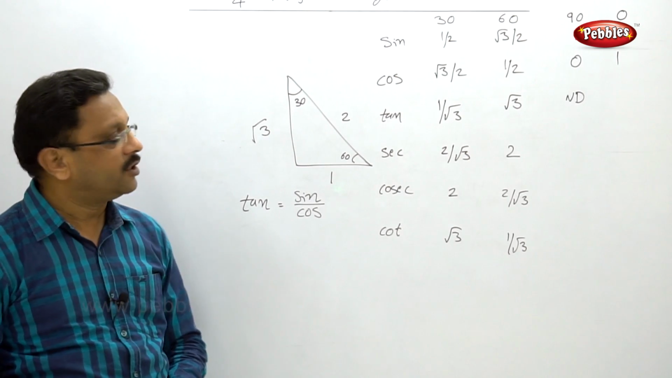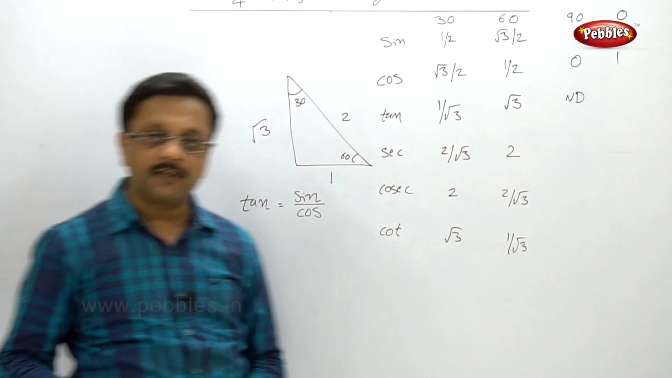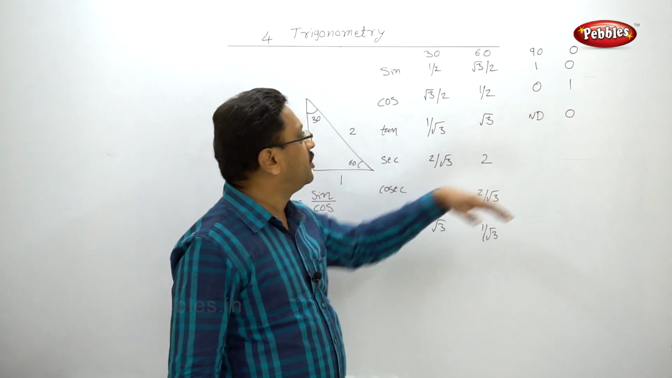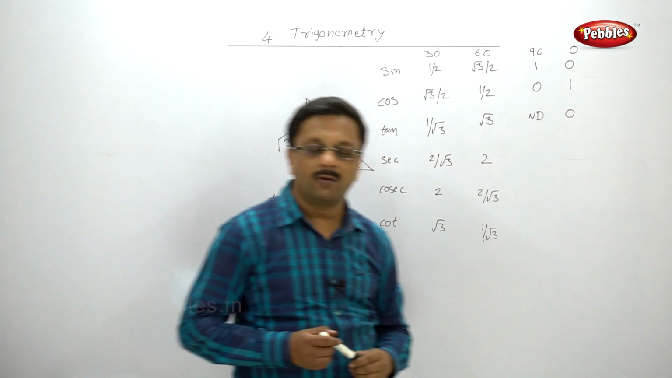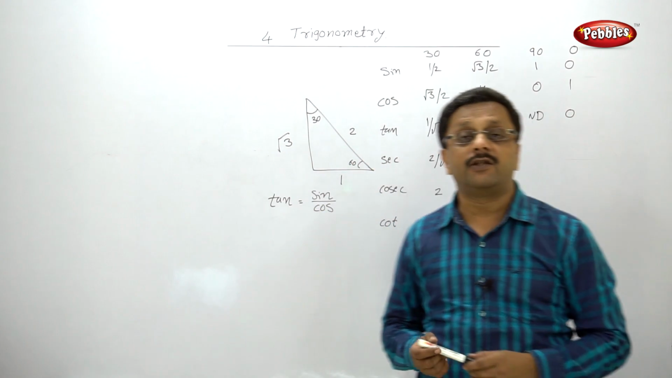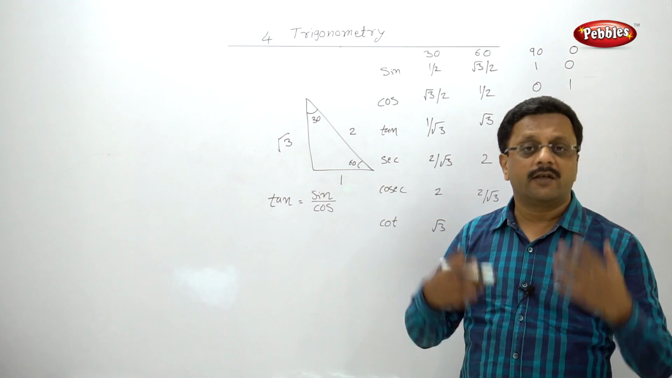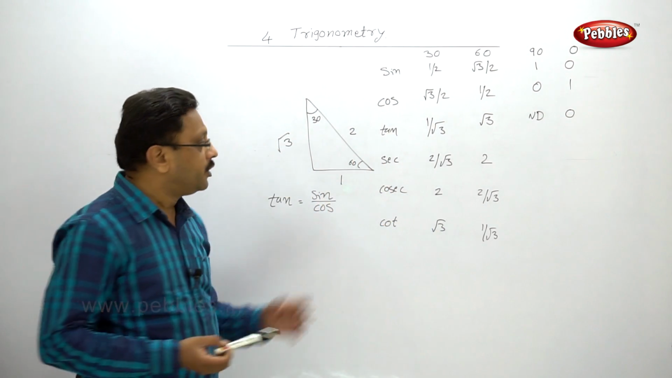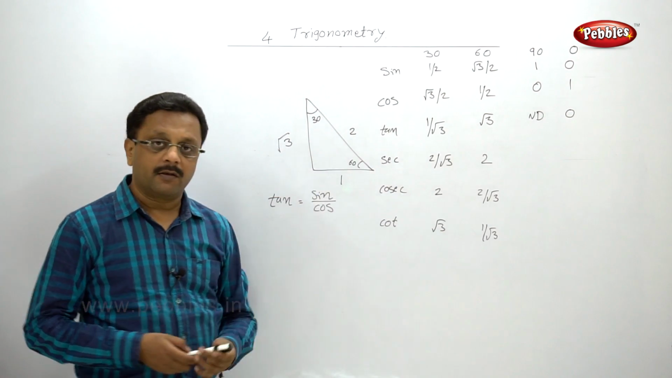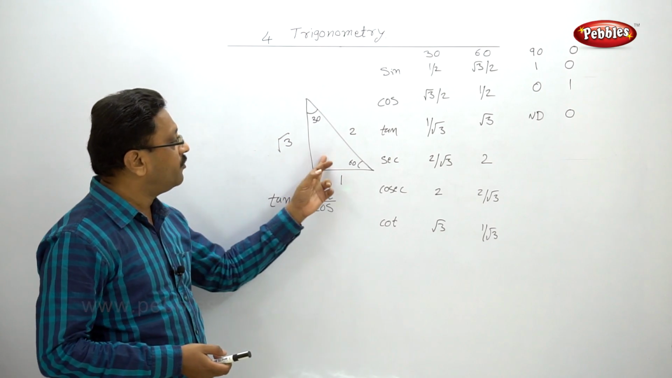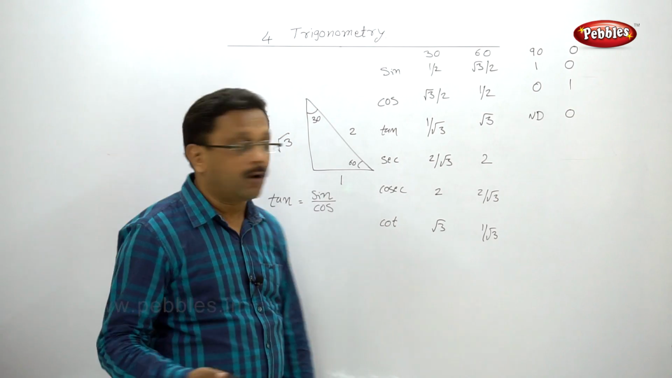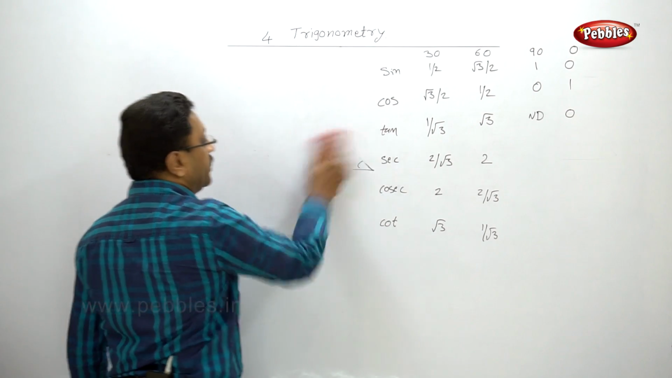But what about tan 0? Sine upon cos, 0 upon 1 is 0. That's enough. For 90 and 0, only up to tan is enough. No need to find out the values of 90 and 0 for cot, sec, cosec. Okay. So here, without actually learning the table by heart, just by remembering one simple figure, we have found out all the identities for different angles.